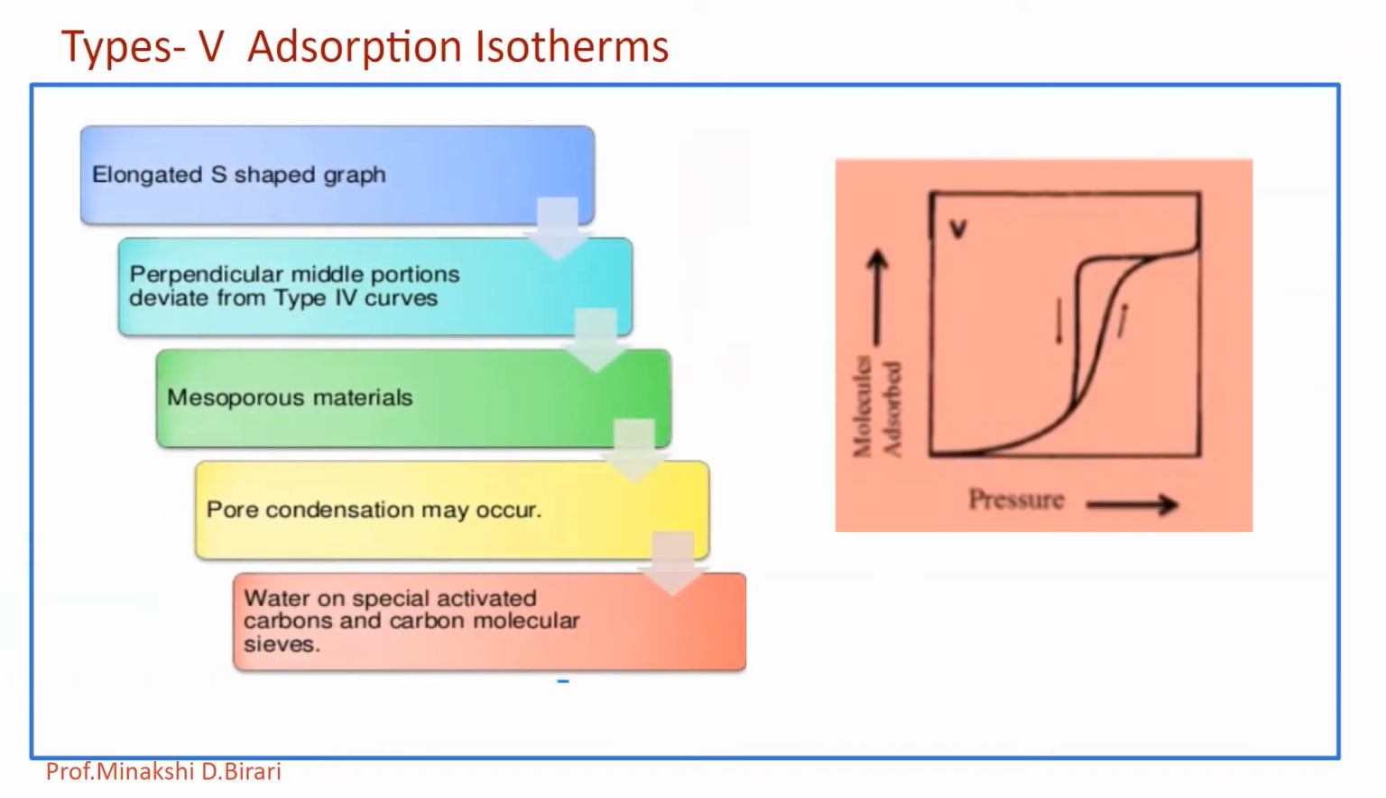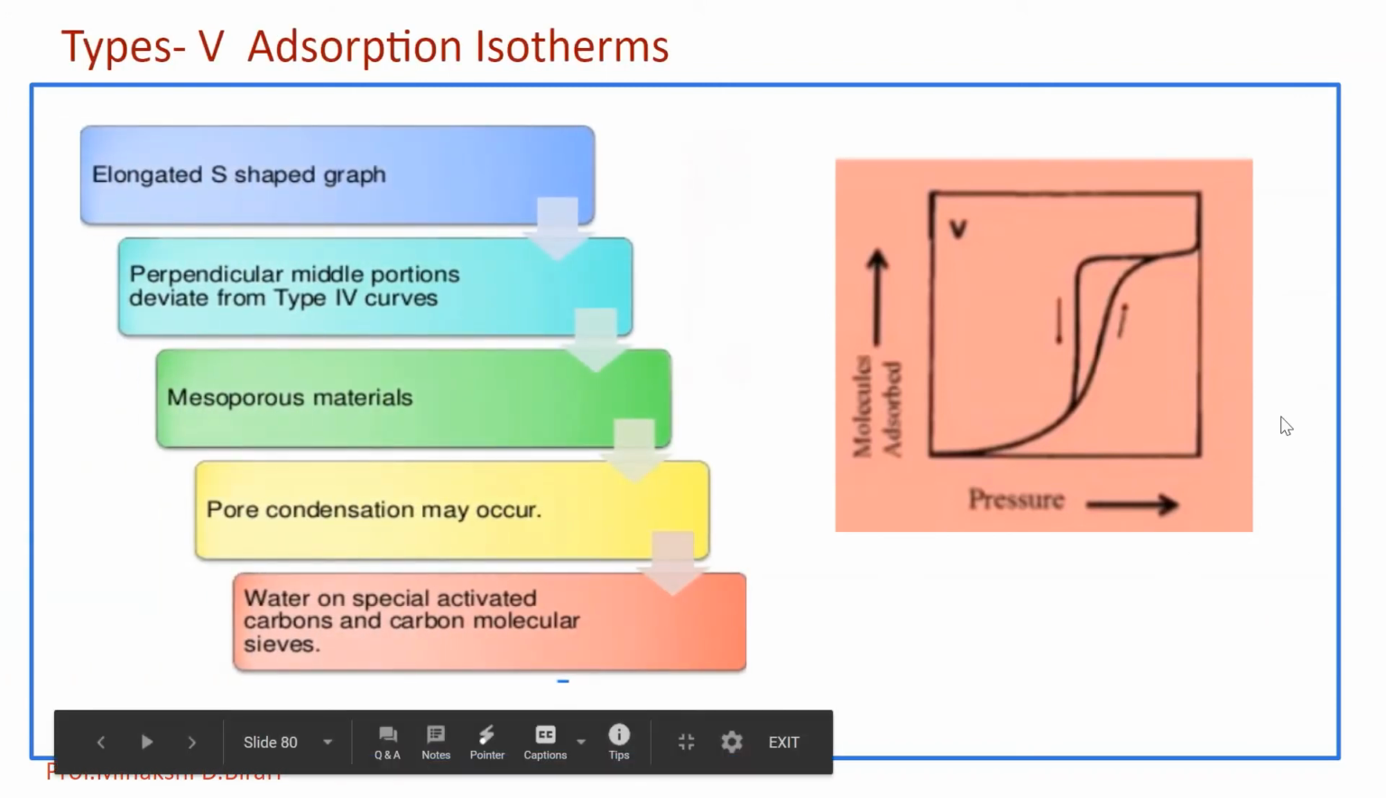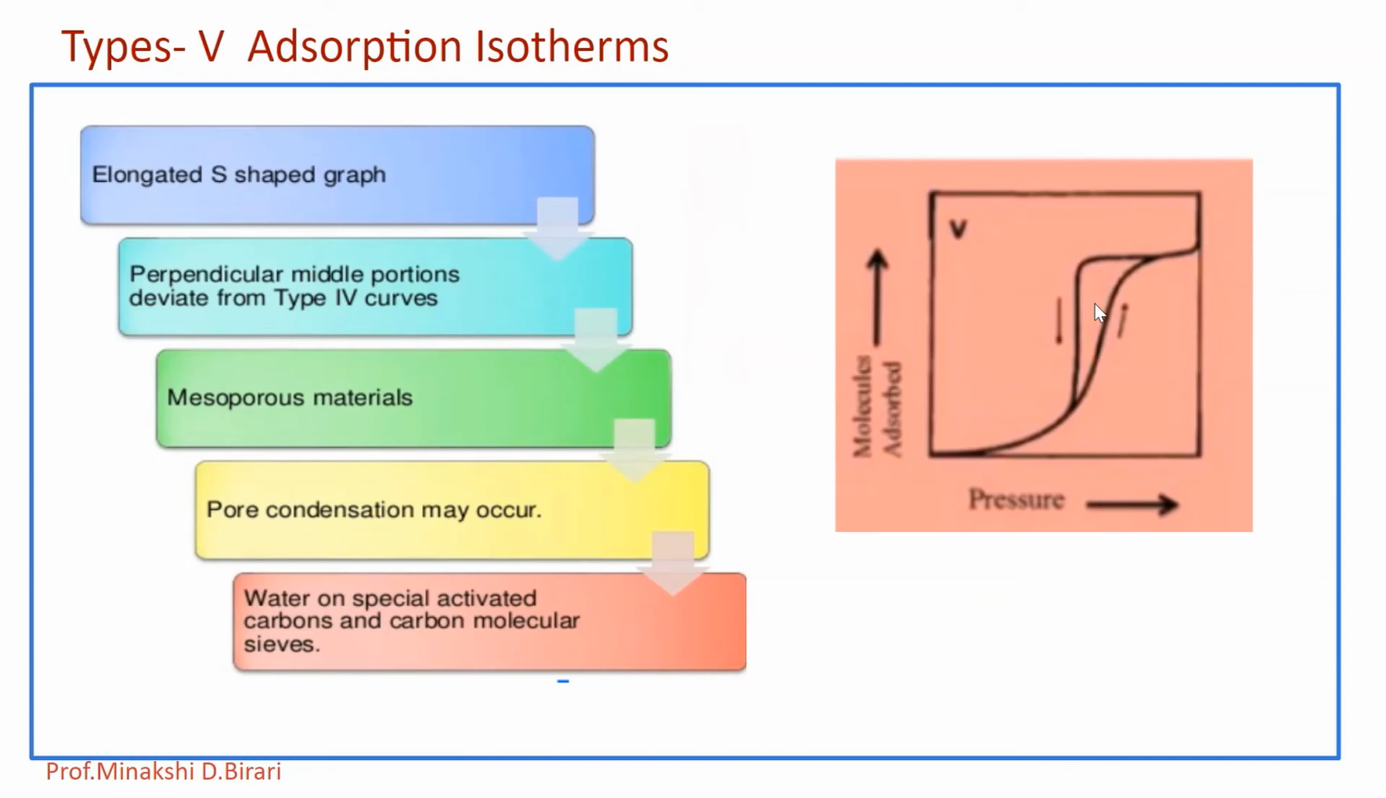So type 5th adsorption isotherm, the curve is elongated S-shape. Here it is perpendicular at the middle portion, which deviates from type 4th adsorption isotherm curves. It is mainly related to mesoporous materials. Pore condensation may occur. Example, water on special activated carbons and carbon molecular sieves.